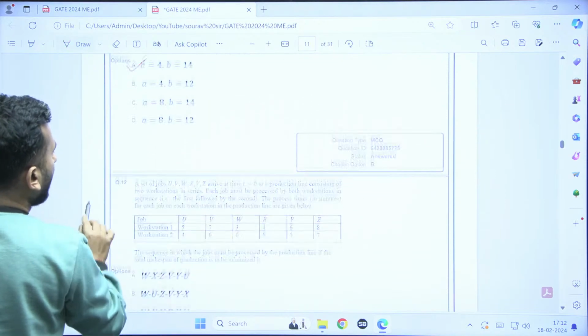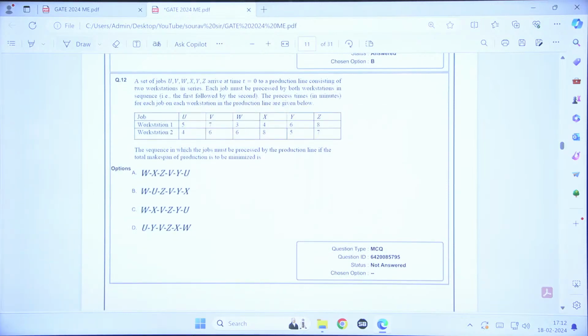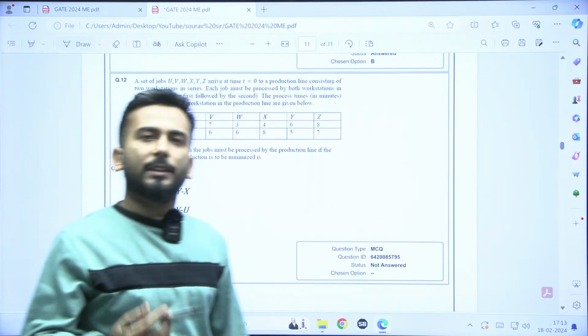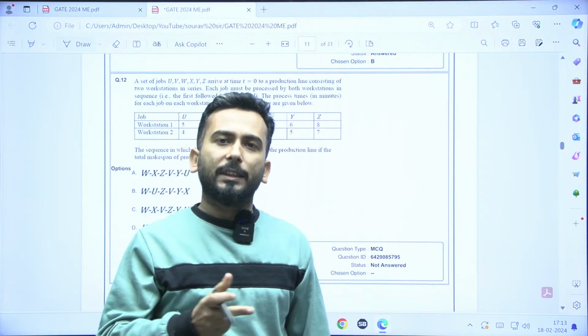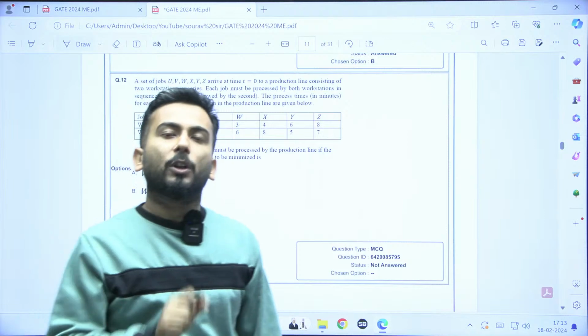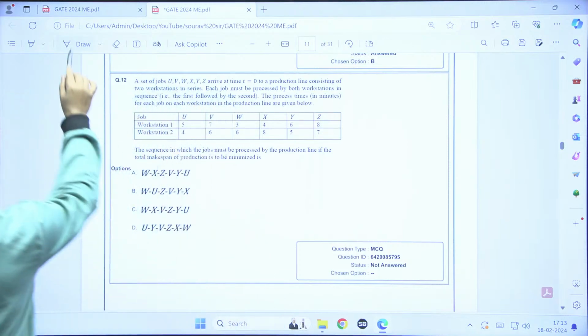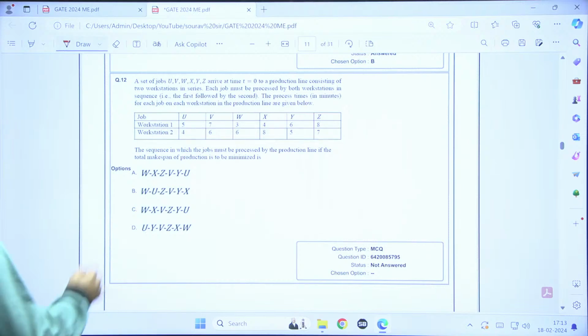Okay. Now coming to 12. This question is based on industrial engineering. Industrial engineering में which concept? It is based on sequencing and scheduling में Johnson's algorithm. If you study sequencing and scheduling, you know that thing. Okay. So 12 का answer will be A, that is W X Z V Y U.